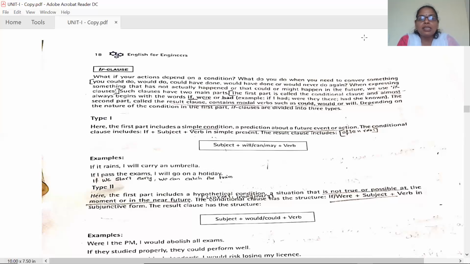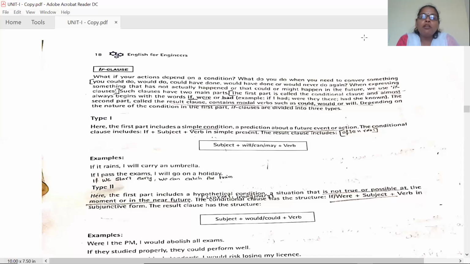Now let us see, the structure is subject plus will or can or may plus verb. You can use all these things. So let us see with examples, so you can understand it better. First one: if it rains, I will carry an umbrella. If it rains is the conditional clause. Often real, maybe not. This is a prediction which we are talking about.